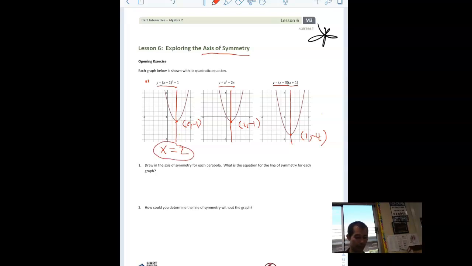Okay. What about for the second graph? For the second graph, we're literally just looking at these 3 points right here, which are all the vertices. And we're pretty much almost recopying the x coordinate, the value in the first spot of the vertex, okay? So the equation here for the axis of symmetry is x equals 1. Okay, if you notice here, I just recopied the x coordinate of the vertex. And for the third graph, the equation for the axis of symmetry is also x equals 1.